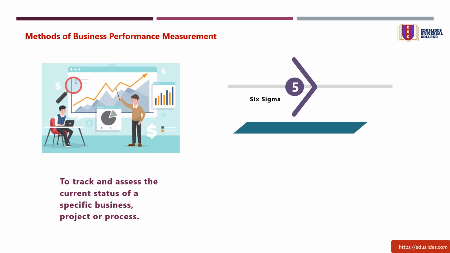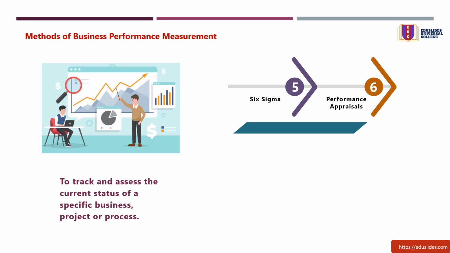It can be used to identify areas for improvement and best practices that can be adopted. 5. Six Sigma. Six Sigma is a data-driven methodology for improving process quality by reducing defects and minimizing variability. It uses a set of statistical tools and techniques to measure performance and identify opportunities for improvement. 6. Performance appraisals.